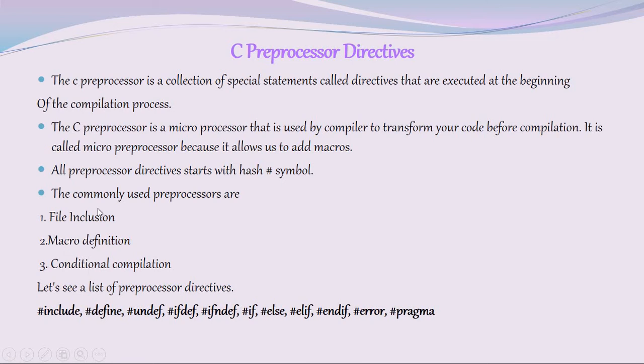The commonly used preprocessors are file inclusion, macro definition, and conditional compilation. All these three processes are done by using this list of preprocessor directives: #include, #define, #undef, #ifdef, #ifndef, #if, #elif, #endif, #error, #pragma. Let us see each of them in detail in further slides.